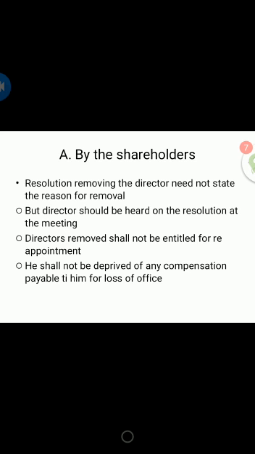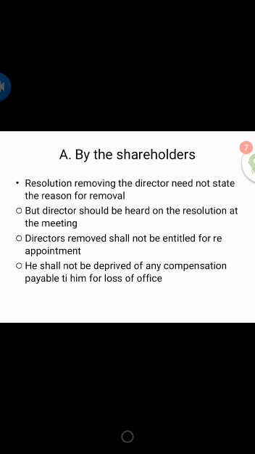So directors removed shall not be entitled for the reappointment here. So if the director has been removed and he is not eligible for reappointment, he shall not be deprived of any compensation payable to him for the loss of office. So why is loss of office there? Loss of office is there because you are going to vacate the office or you are forced to leave your office before the term is complete.